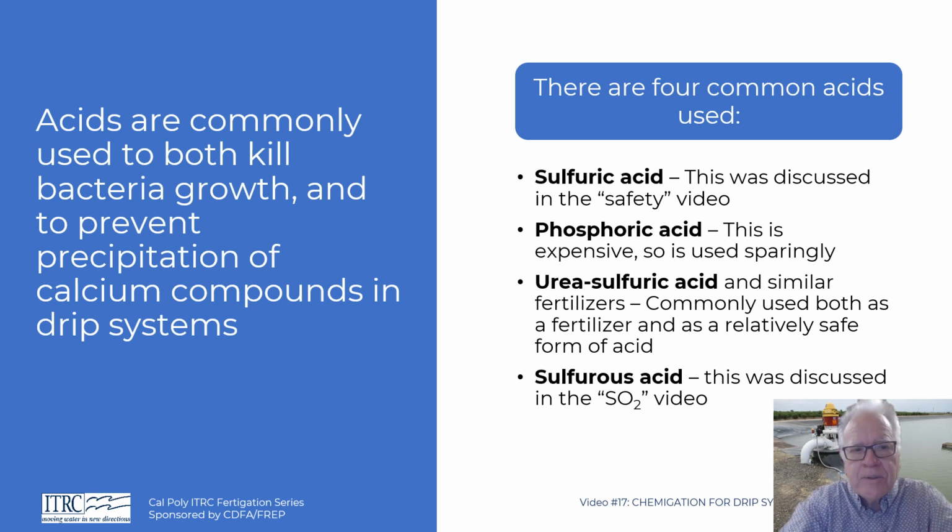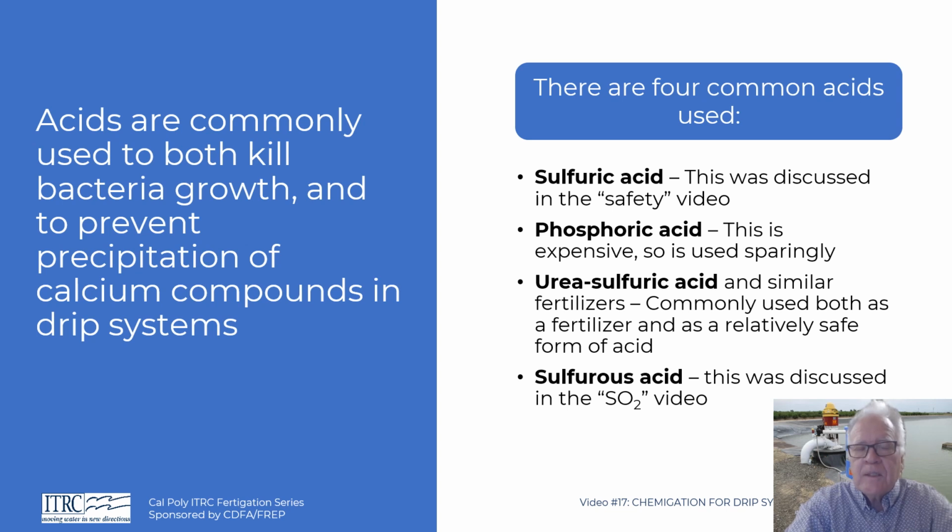Acid by itself is sometimes used to kill bacteria, and it also prevents the precipitation of calcium and magnesium compounds in the drip system, you know, in the emitters. And what happens there often is that you shut off your system, and the water's still sitting in the emitters, for example, and then you get evaporation, and the calcium tends to then precipitate out. And there are 4 common acids used. One is sulfuric acid, and that was discussed in some detail in the safety module, in other modules, other videos. Phosphoric acid, it's expensive, so it's not used too much.